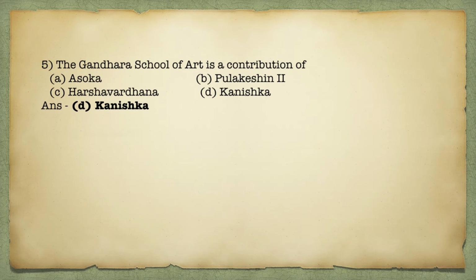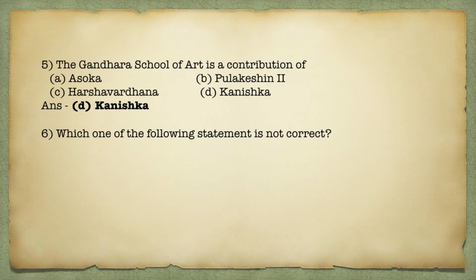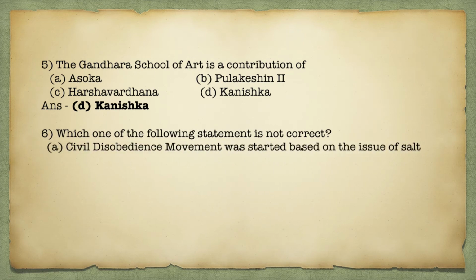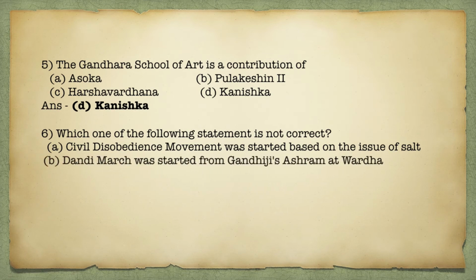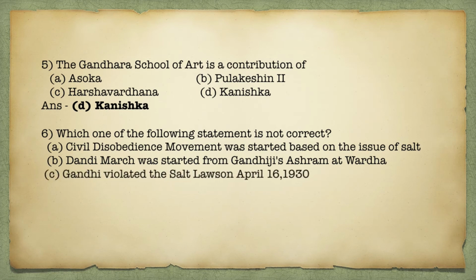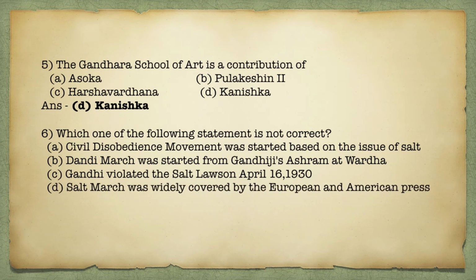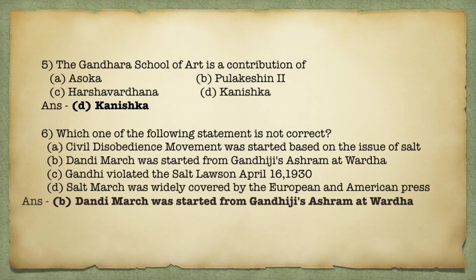So the next question we have which of the following statement is not correct? Options are civil disobedience movement was started based on the issue of salt. Dandi March was started from Gandhiji's ashram at Warda. Gandhiji violated the salt law on April 16, 1930 or the salt march was widely covered by the European and the American press. So the correct option will be B.